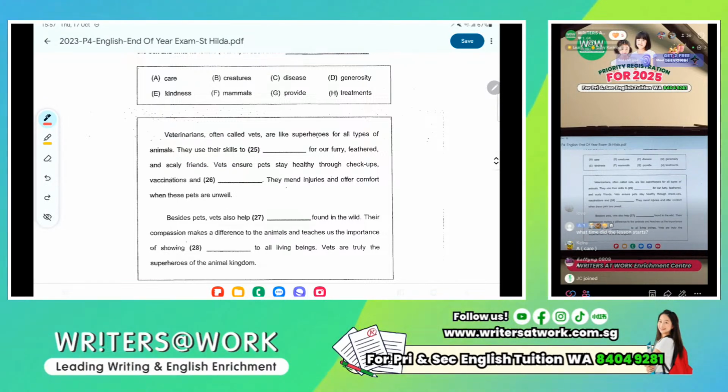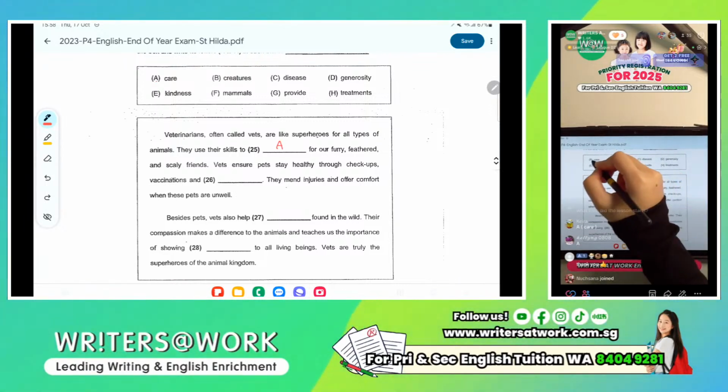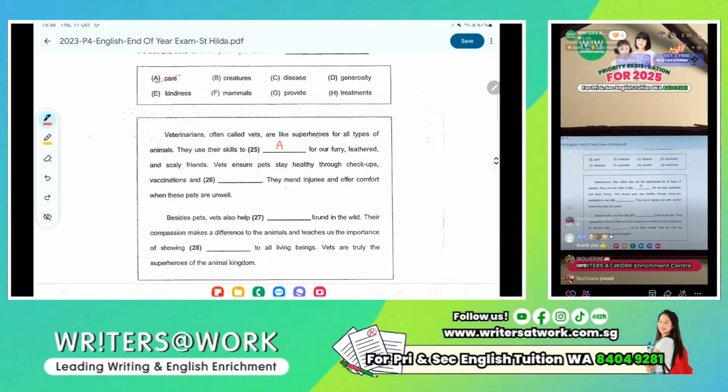Okay, A. To care for our furry, feathered, and scaly friends. Right, A. For question 25, that is correct. Okay, to care for our furry, feathered, and scaly friends. Okay, vets ensure pets stay healthy through checkups, vaccinations, and blank. Okay, checkups, vaccinations, and blank.